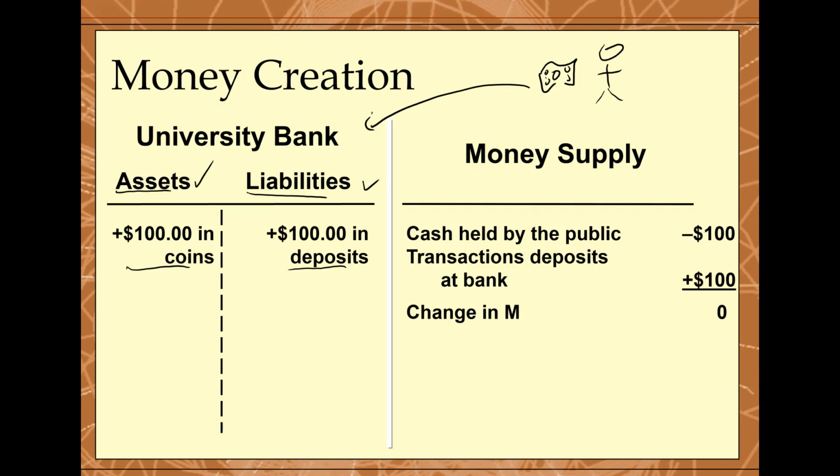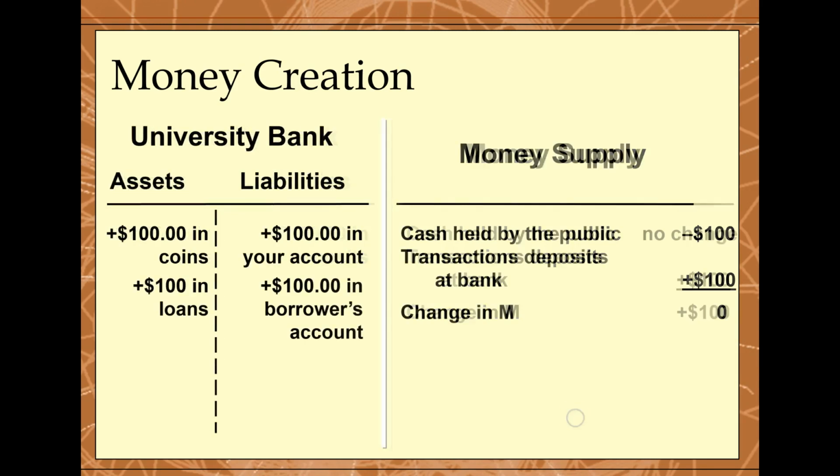Now, when the student deposited the money, the money supply dropped by $100 in the form of cash, but it increased by $100 in the form of a checking account. Therefore, there was no change in the overall money supply. So these are what we call reserves over here. Now, the bank can loan this out. Now, let's say the bank did loan it out. When it loans the money out, it loans it to, let's say, campus radio.